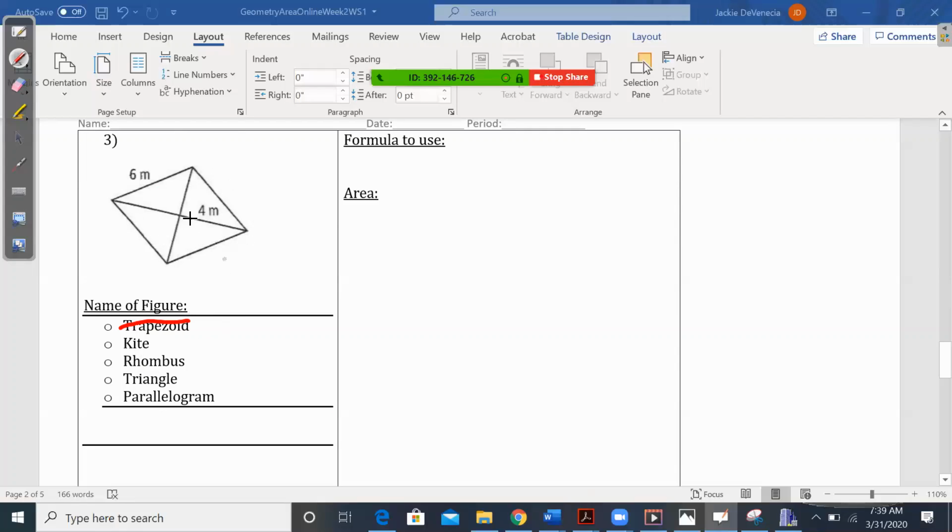A kite, well, one of these sections isn't long and stuff. It looks like they bisect each other, so it can't be a kite. Triangle obviously can't be. A parallelogram could be a parallelogram because we have all the sides that are parallel to each other. Could be, but this one is definitely going to be a rhombus.